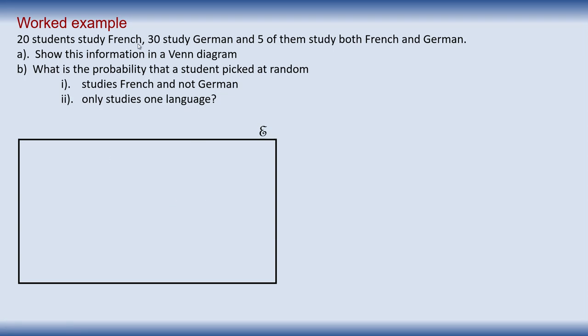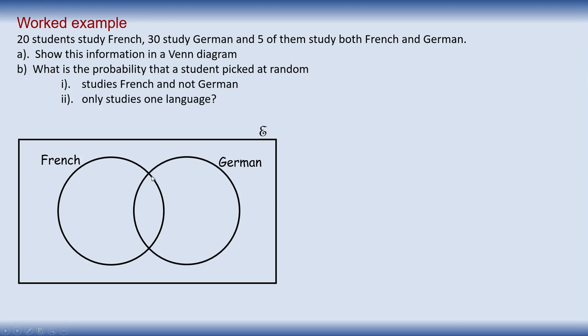So, first things first, we've got to represent the students. So we can draw our circle for students studying French and one for them studying German. They overlap because we know that 5 of them study both French and German. So there's our 5 studying both French and German.